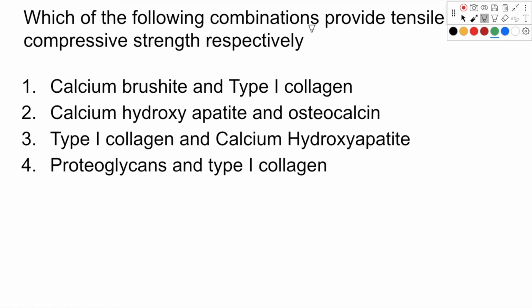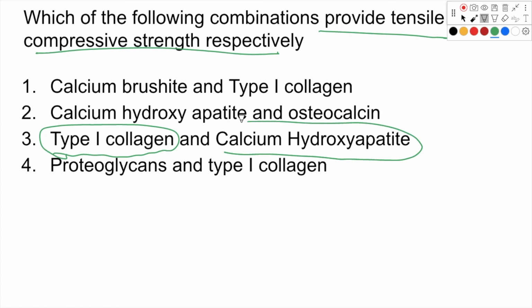So next question is, which of the following combinations provide tensile and compressive strength respectively? This is a factual question that you must know. The tensile strength is provided by type 1 collagen mainly. It is a matrix protein and it provides strength, whereas compressive strength is provided by the inorganic matrix, and that is calcium hydroxyapatite.